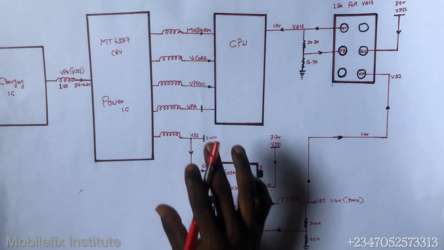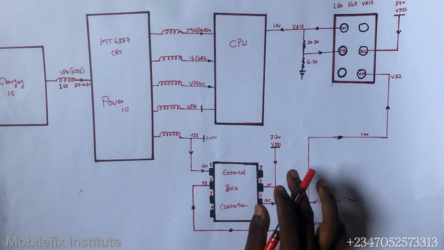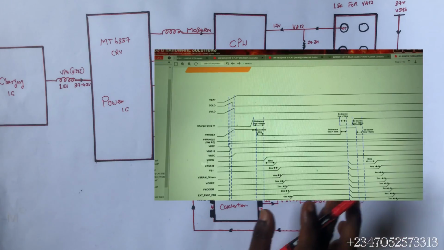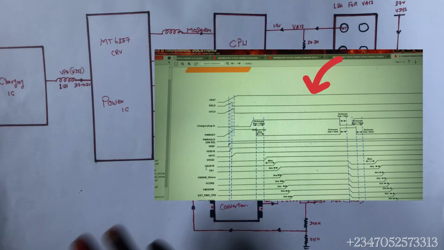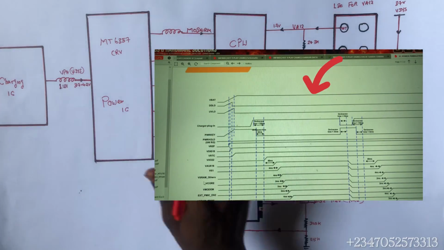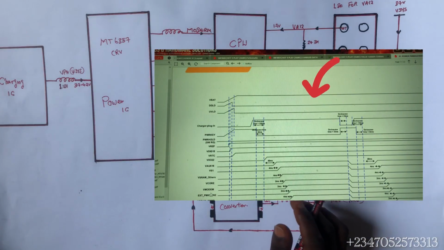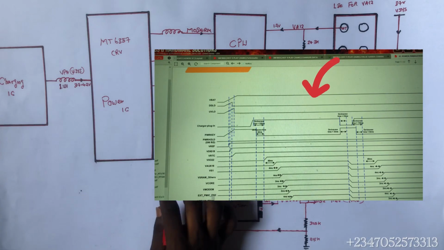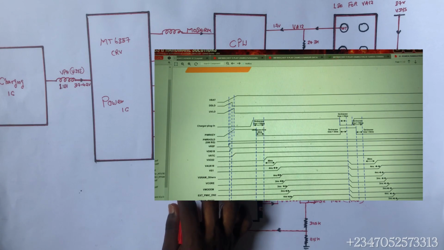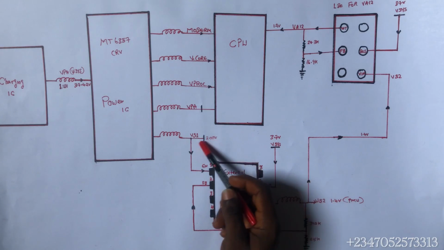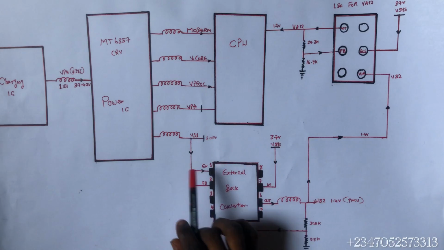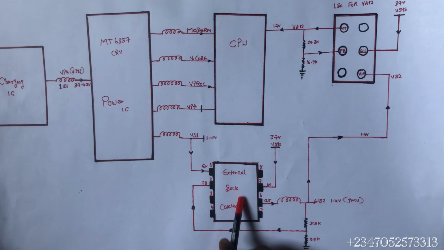So now, according to the boot sequence, if you don't know how boot sequence works, join our online training course. There we will show you how boot sequence works, both in MediaTek, Qualcomm, SPD, and the rest of the ICs. Okay, so now this is our VS1. Now this line will come out at 2.05. It does not go into our CPU. Now it comes to this external buck converter.